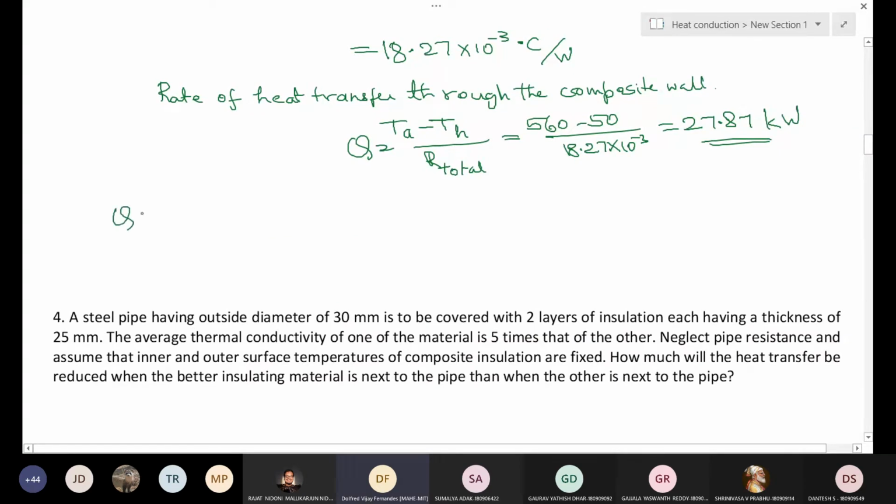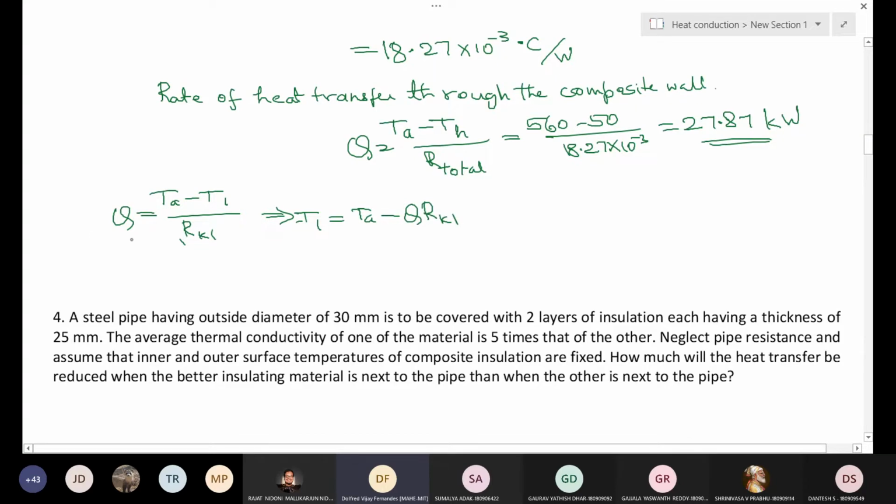So I can write Q for the first wall as TA minus T1 divided by RK1. We know Q, we know RK1, we know TA, so we can calculate T1. T1 goes this side, so T1 equals TA minus Q into RK1.